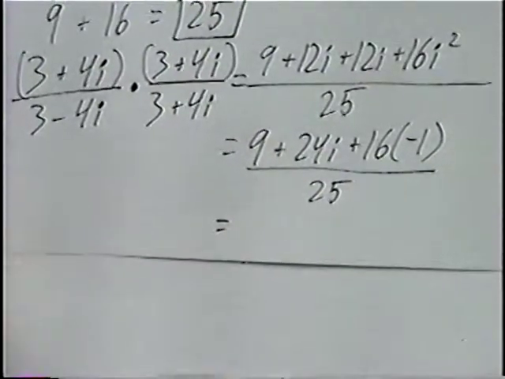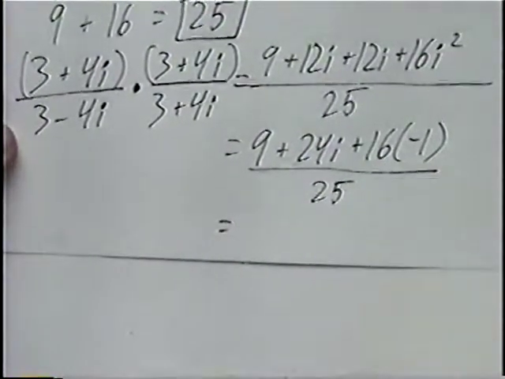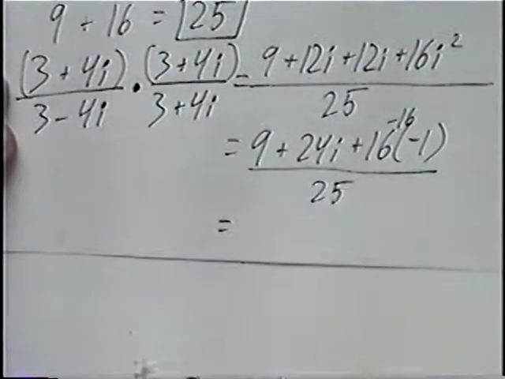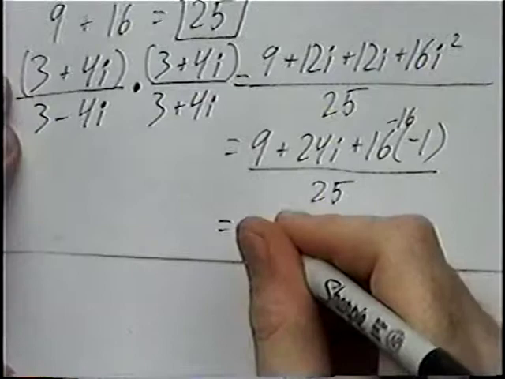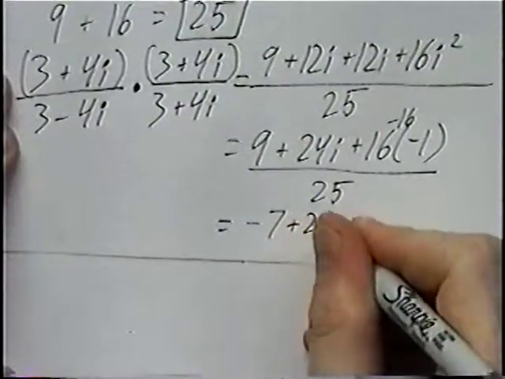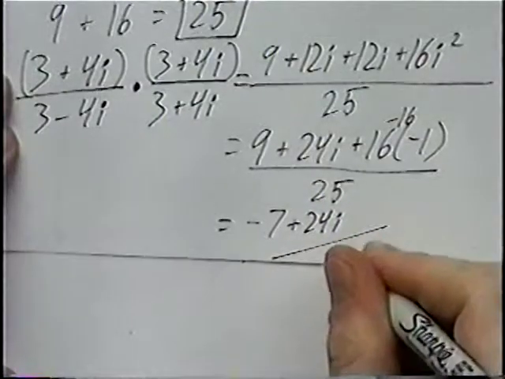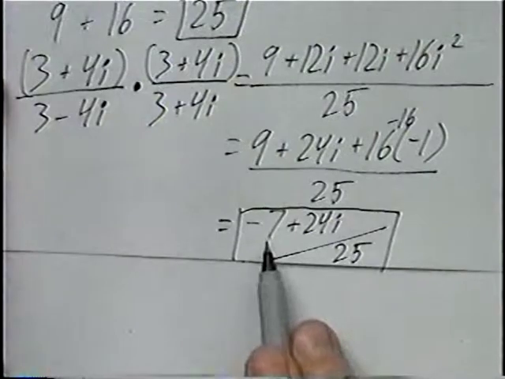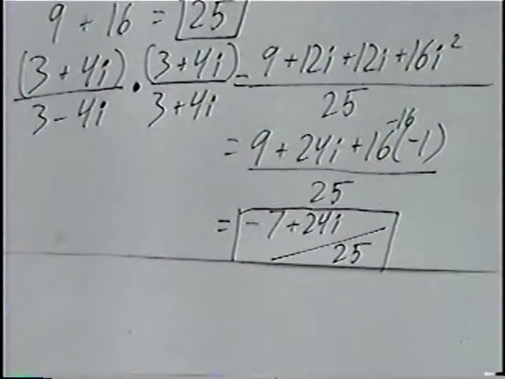Combine like terms again. We'll have 16 times negative 1, which will be negative 16. 9 minus 16 would be negative 7, plus 24i, divided by 25. So our answer to the question: negative 7 plus 24i divided by 25.